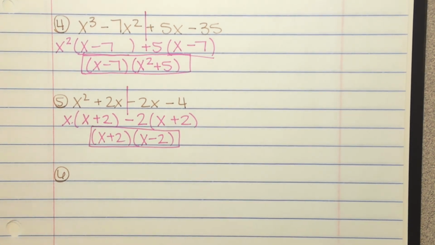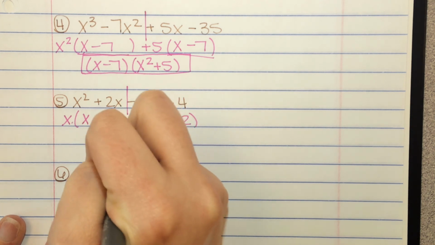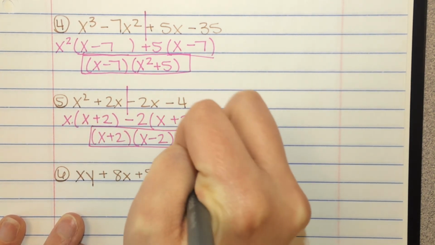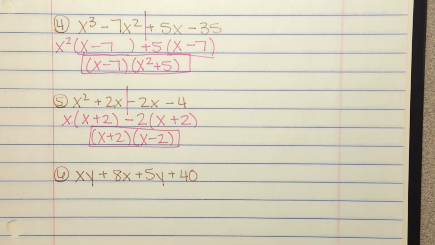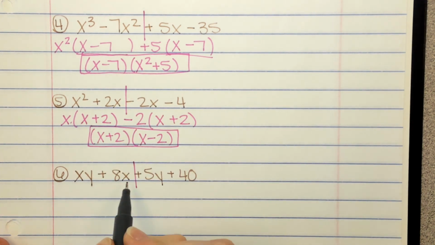Okay, number 6 is going to be a little bit different. We have xy plus 8x plus 5y plus 40. If you look at this one, we have 2 variables, but we're going to treat it the same way, just like they were numbers. All right, we don't have a GCF across the whole thing, so we're just going to split it in half.